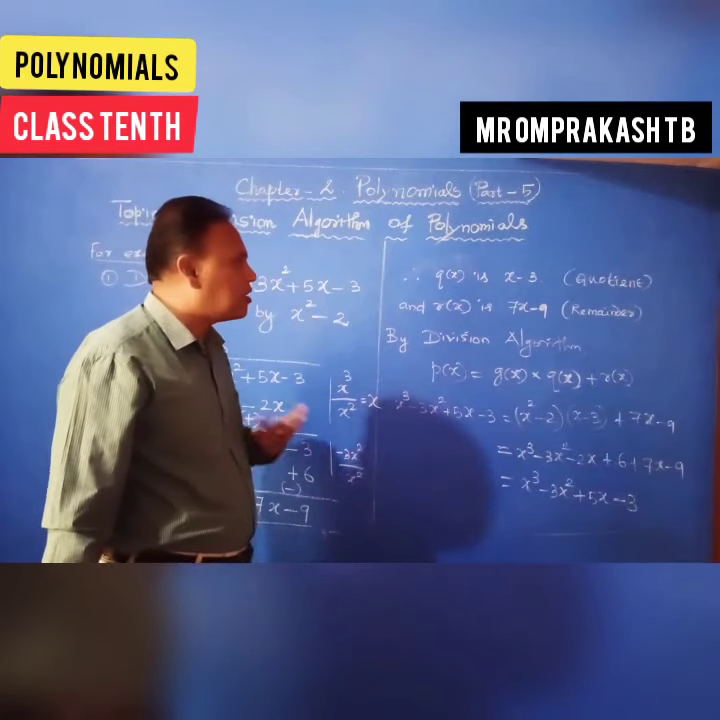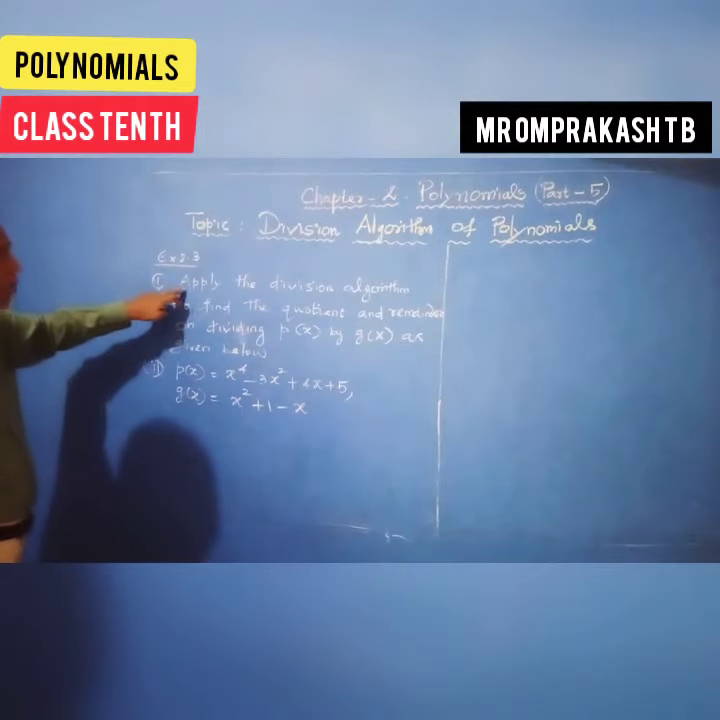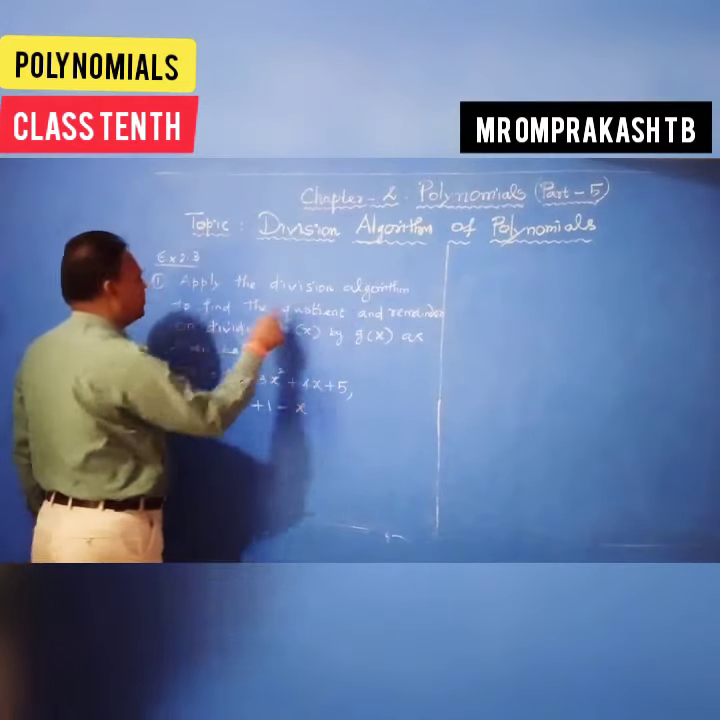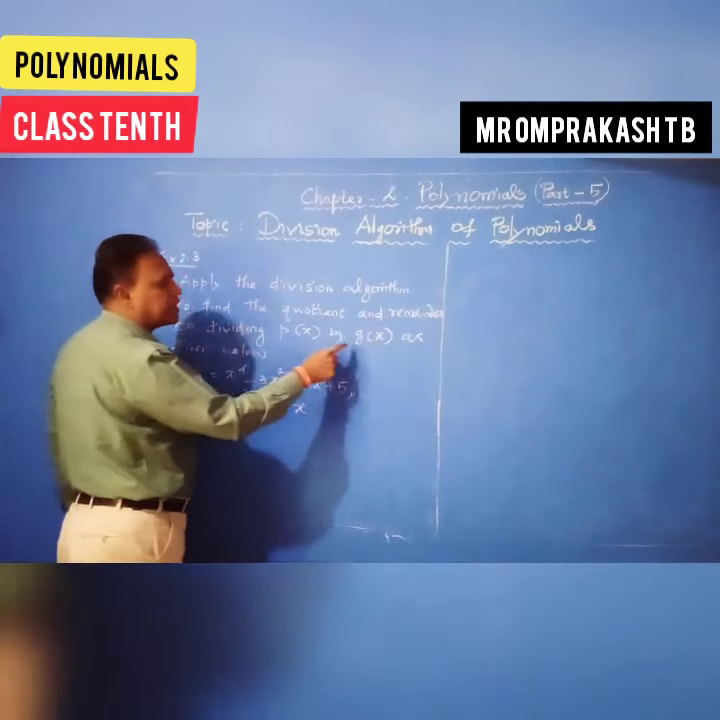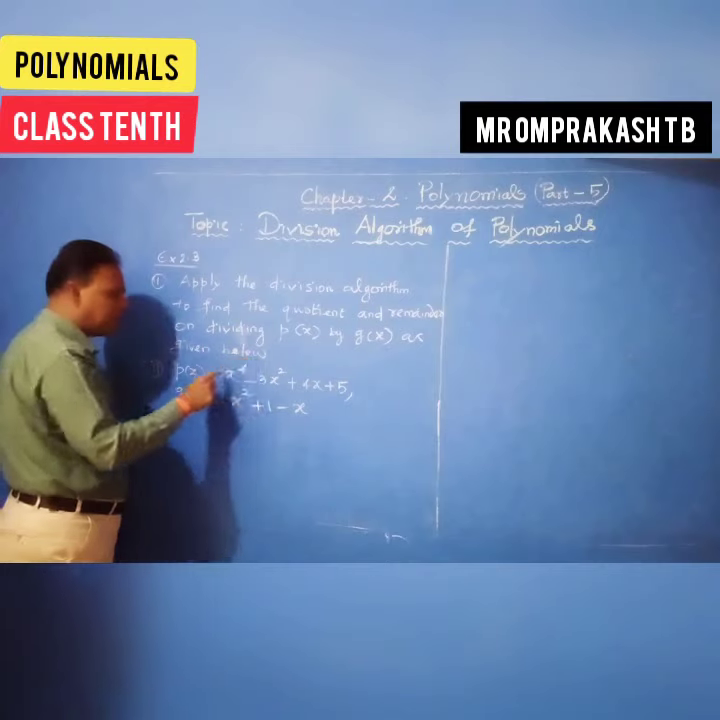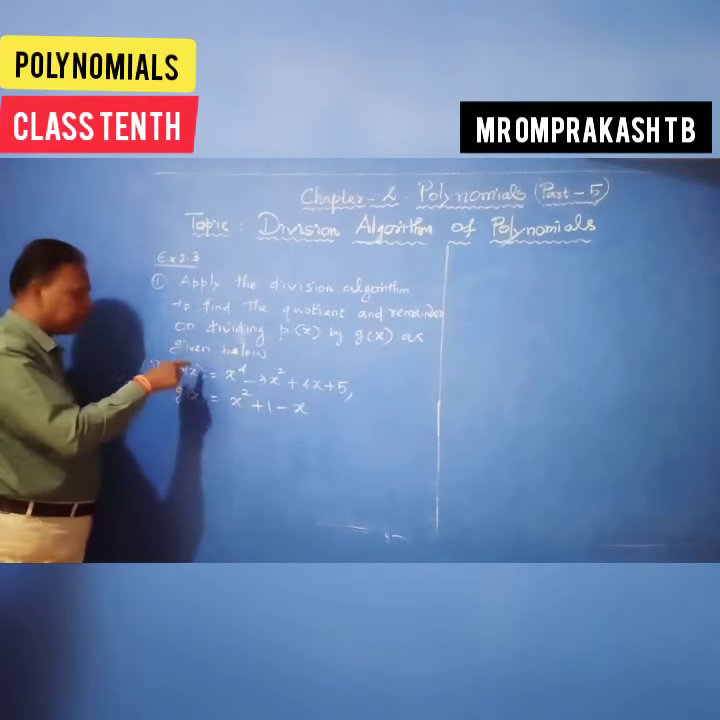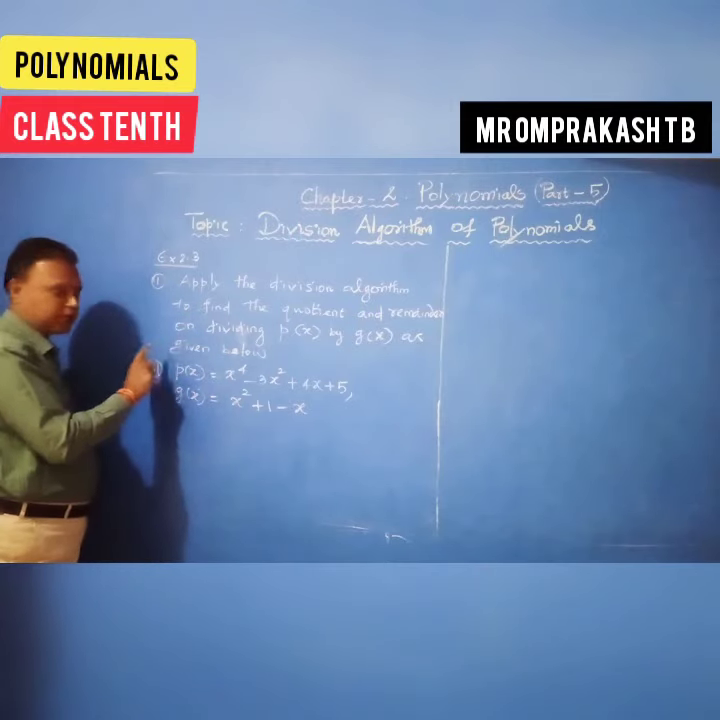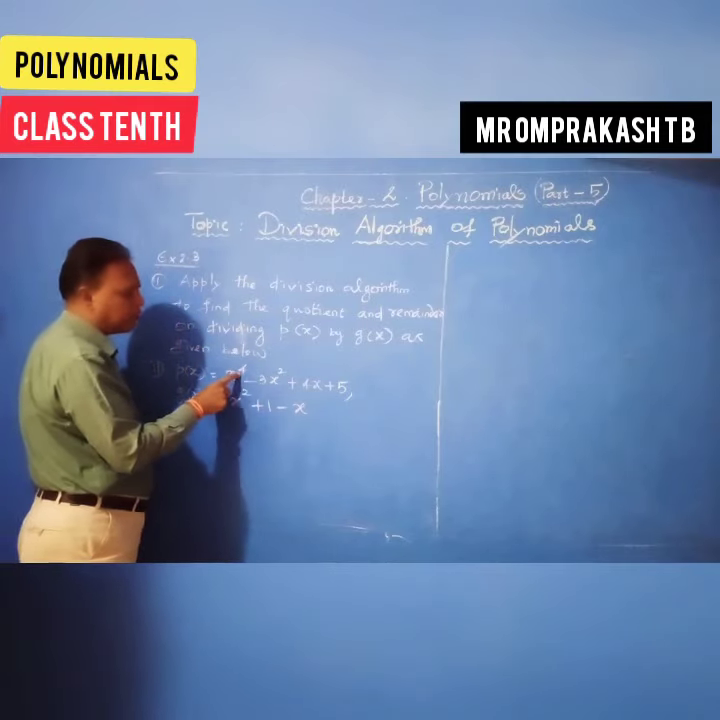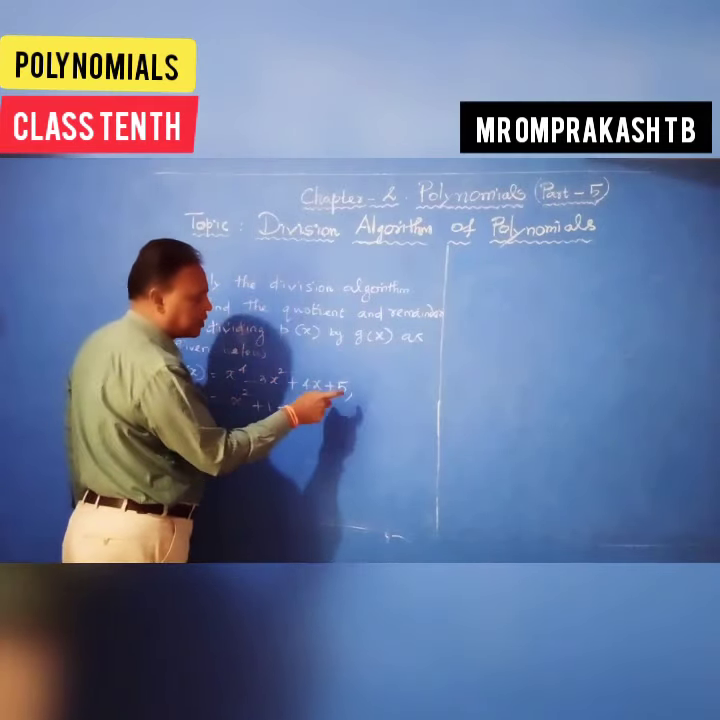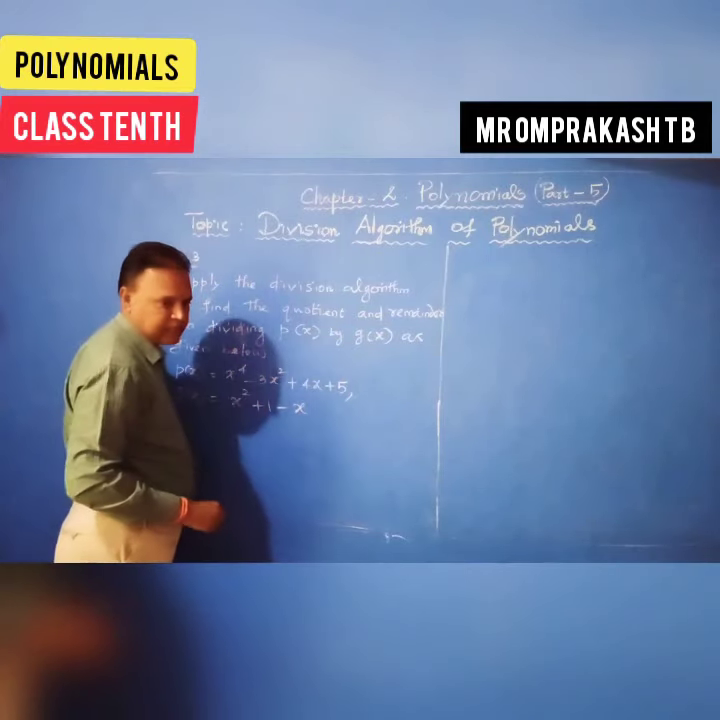Okay. Suppose they may ask to verify the division algorithm. The problem in polynomials: apply the division algorithm to find the quotient and remainder on dividing p of x by g of x as given below. The first problem we have already done. Now the second problem: p of x is equal to x power 4 minus 3x squared plus 4x plus 5, g of x equals x squared plus 1 minus x.